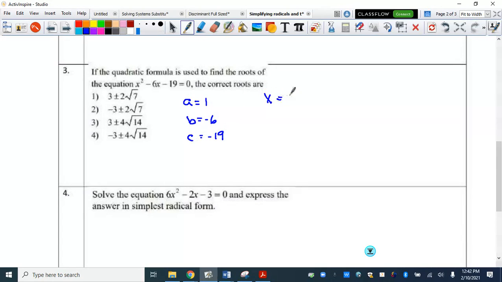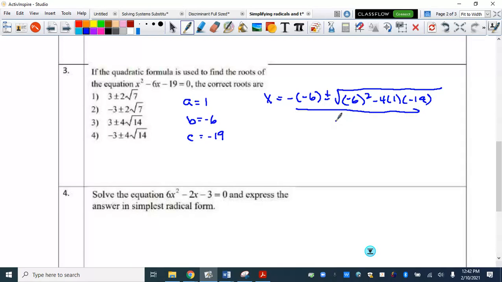I have x is equal to -6 plus or minus the square root of -6 squared minus 4 times 1 times -19 all over 2 times 1. So simplify that first term. And then this part here, you're putting in the calculator. No square root in the calculator, just the discriminant, which is 112 all over 2. Let's go ahead on the side here and break down that 112.